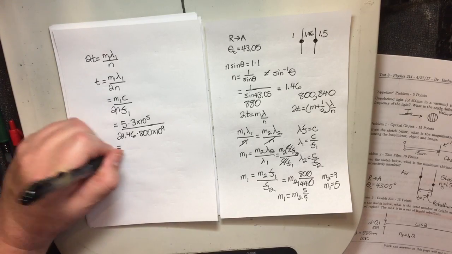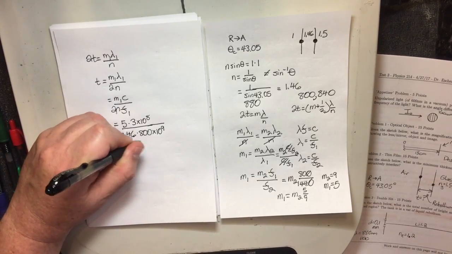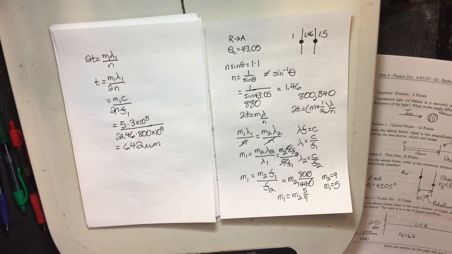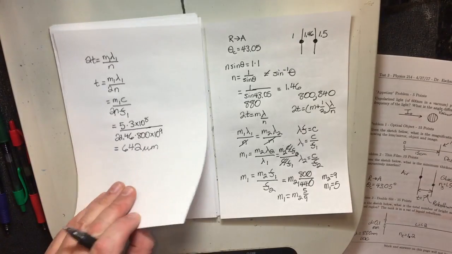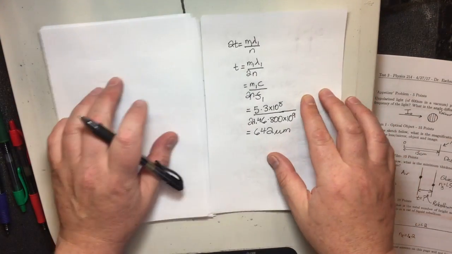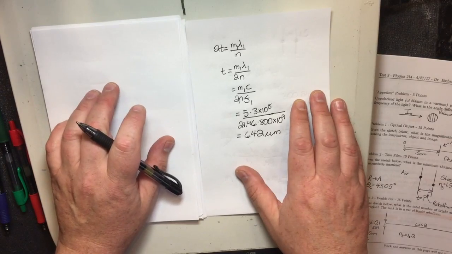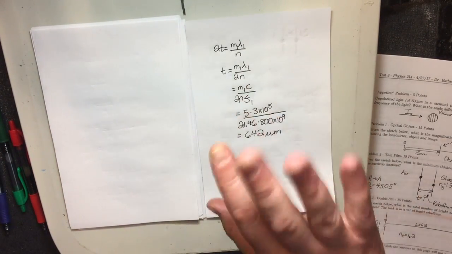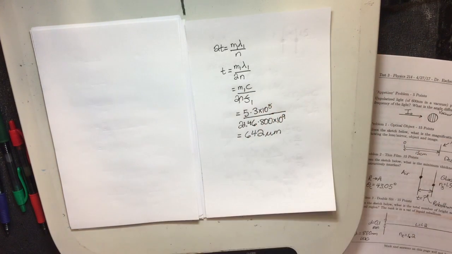And I get 642 micrometers. That is the answer that I get for this. All right, and so that's problem 2. Now you would do the same procedure once you got the M1 and M2 for the other versions and plug those in.